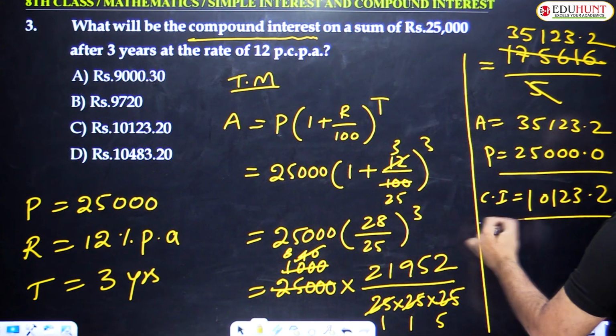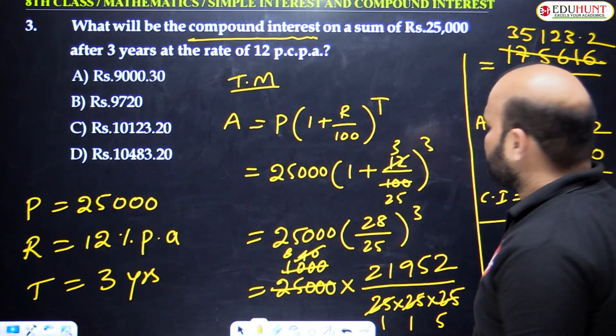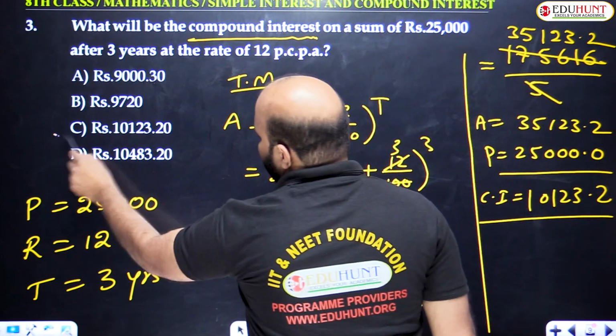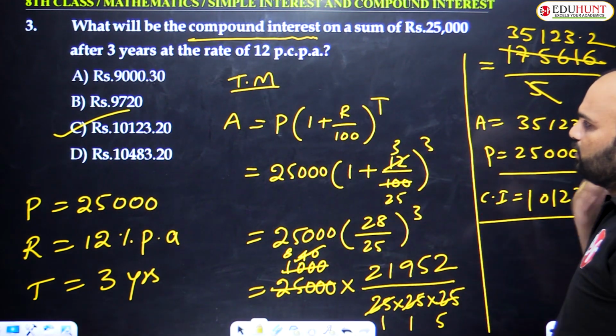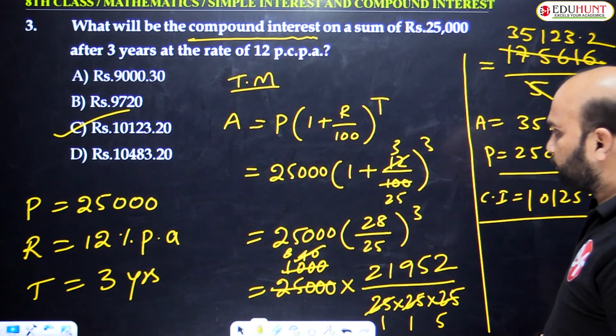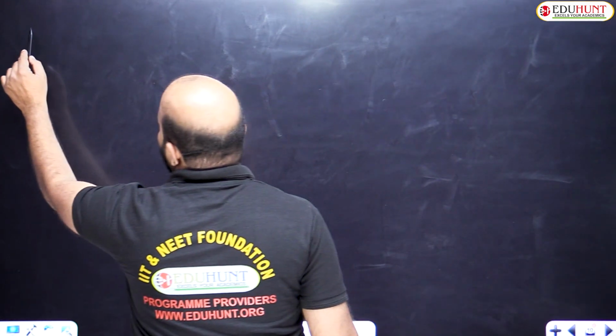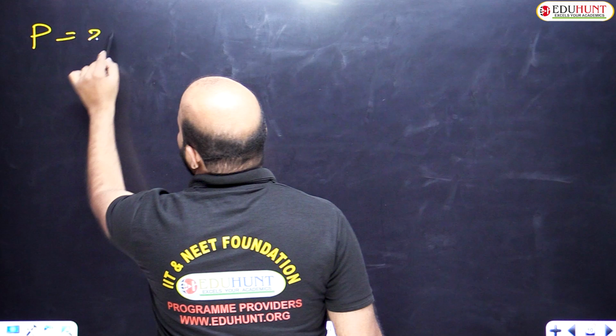2.32101. So 10,123.2. Option C is right answer. It's a lengthy process by using the traditional method, formula method. So what is a shortcut method? So what is the given values? Principal 25,000 rupees.